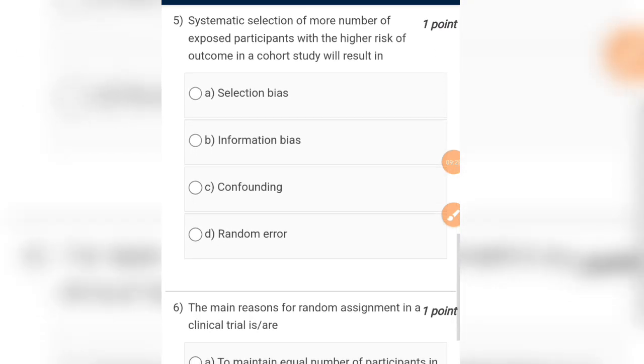Now question number 5 is: systematic selection of more number of exposed participants with the higher risk of outcome in a cohort study will result in. For this question the most appropriate answer will be selection bias. So option A will be the answer for question number 5.